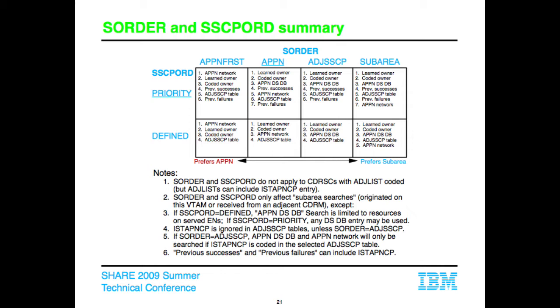Again, this table prefers subarea as you go to the right, it prefers APPN as you go to the left. There's a whole bunch of bullets down here about quirks that you can do. I'm not going to go into those bullets right now, I think there's probably a little bit too much there, but this is a pretty good eye-buster chart that gives you a feel for what order VTAM will search for the various S-order and SSCP order combinations.